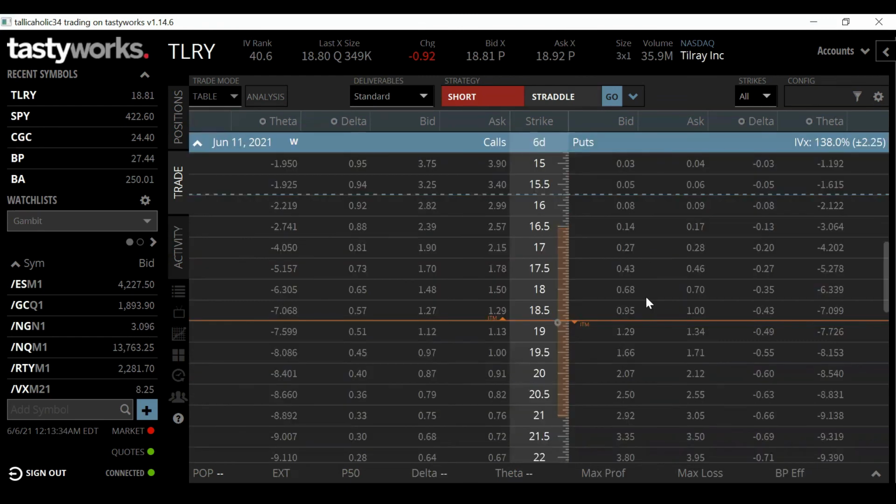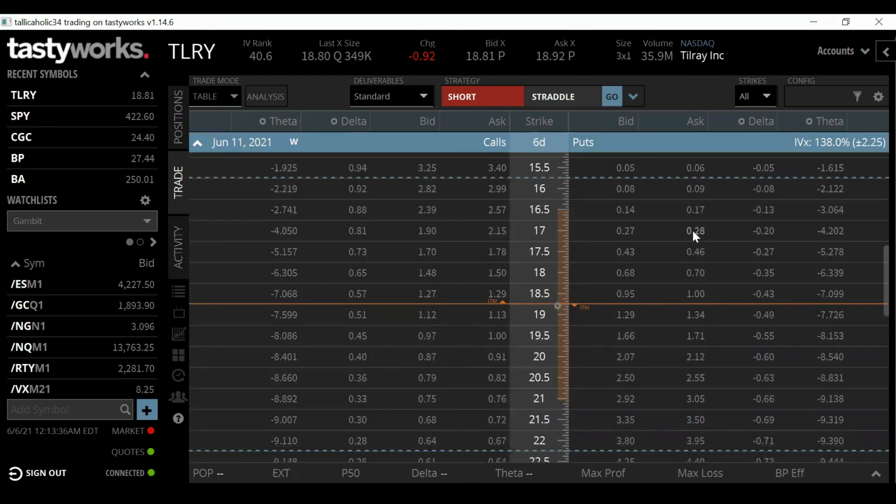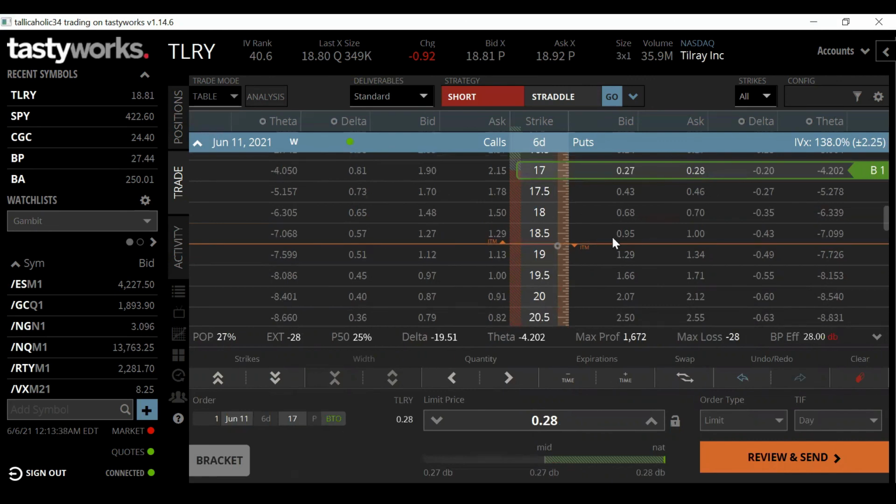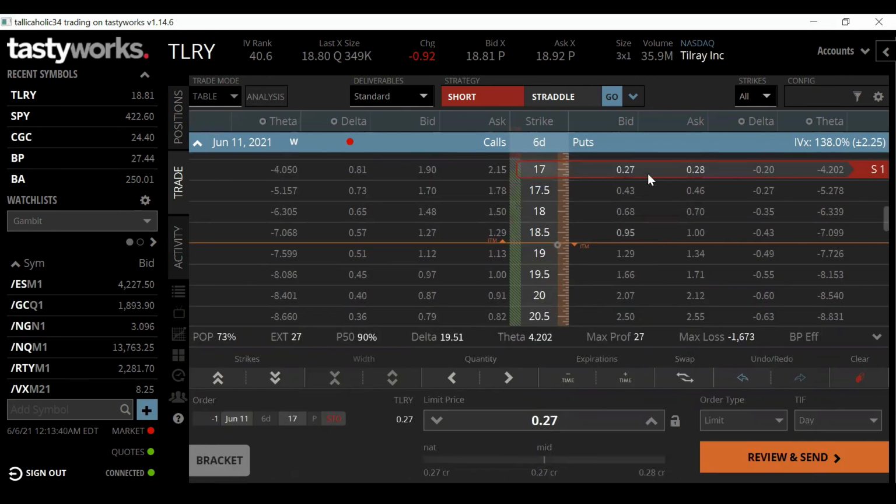Basically, all you're doing is closing out that one position leg, right? You originally sold this 17 put, you're buying it back, and then you're selling it again, either up, down, or at a further expiration date. That's all that is. And you can do that all in a couple clicks on your brokerage, and it's called rolling. That's really all there is to it.